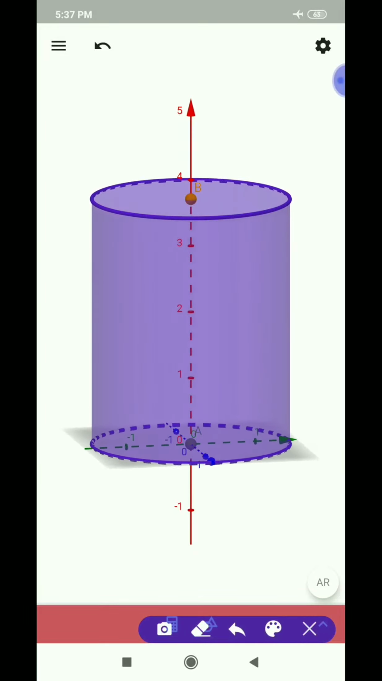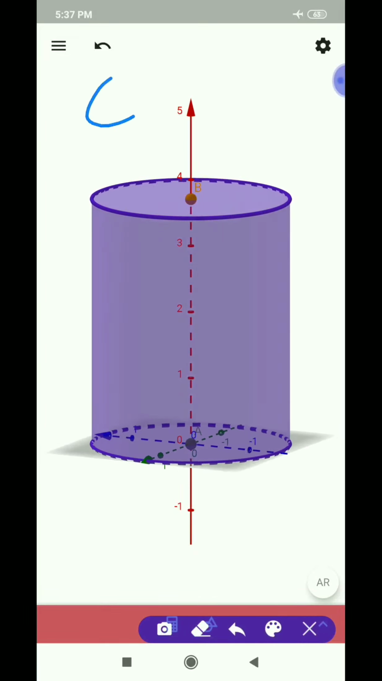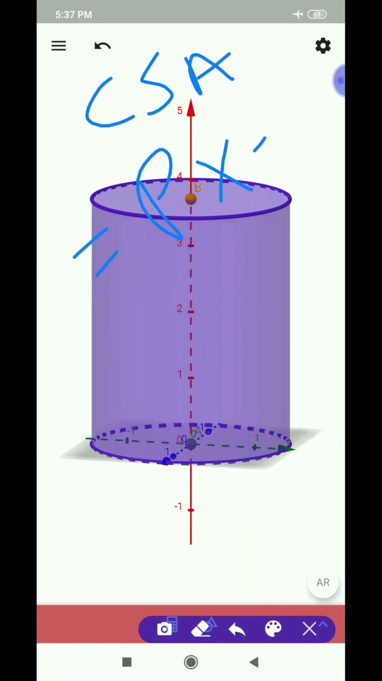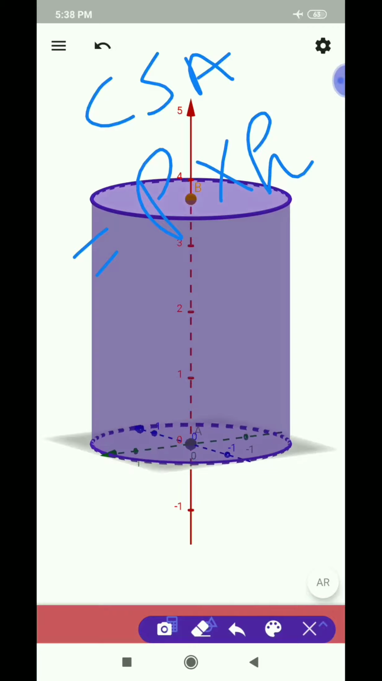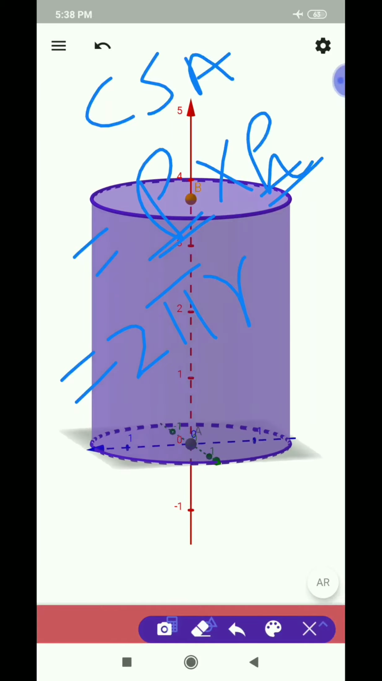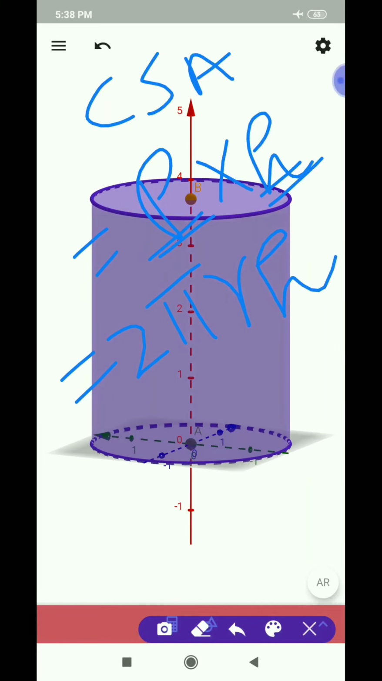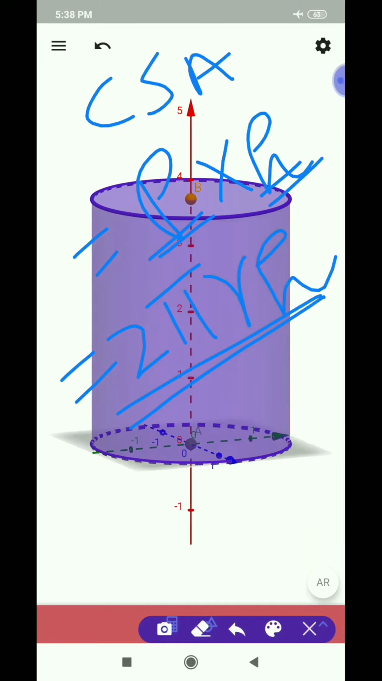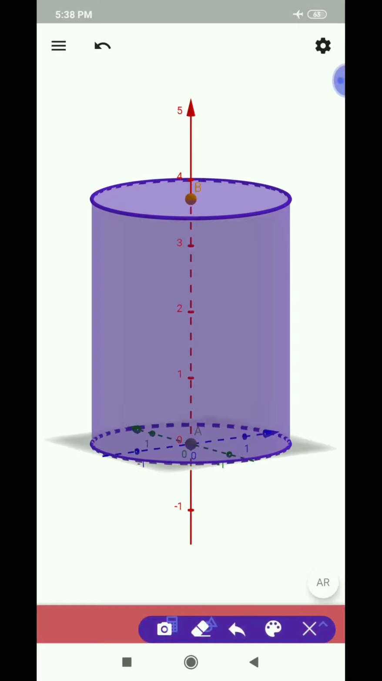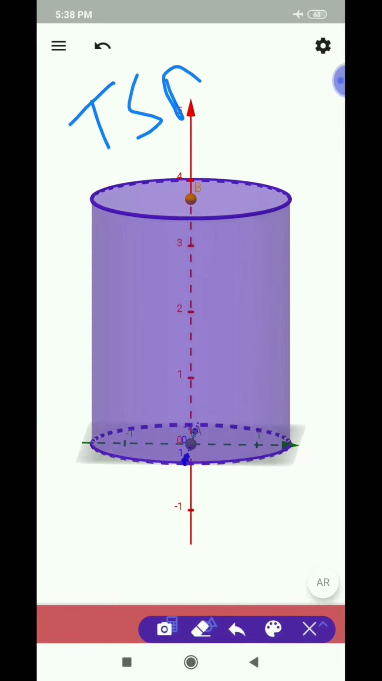Generally, the formula for lateral surface area or curved surface area is perimeter into height. The base is in the shape of a circle. So the perimeter of the base is 2 pi r into this height. So its curved surface area is 2 pi r h. Now, what about its total surface area?